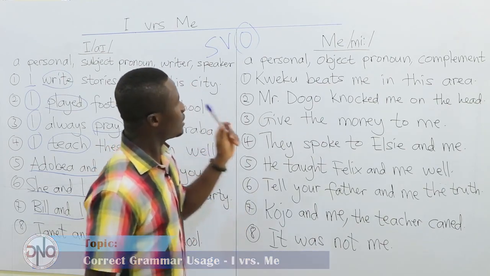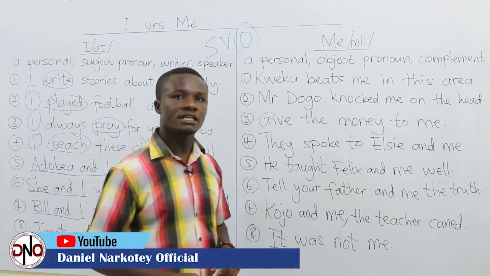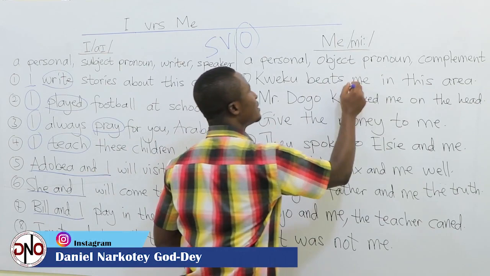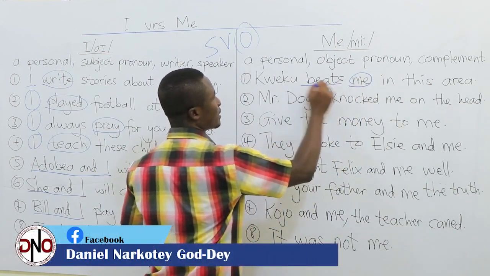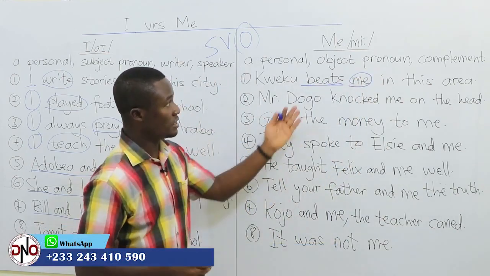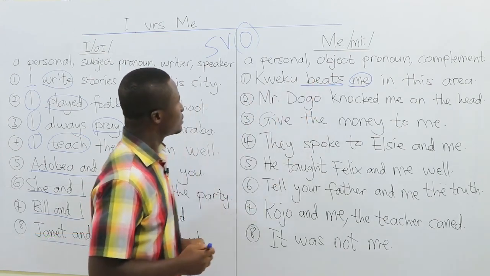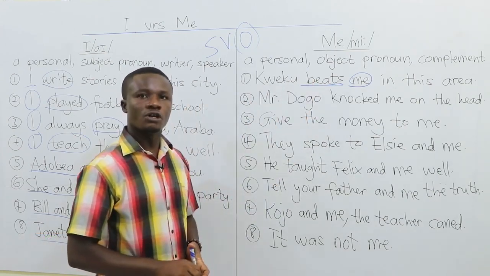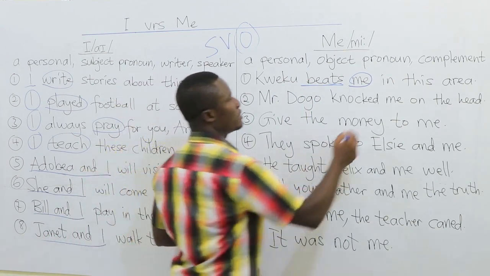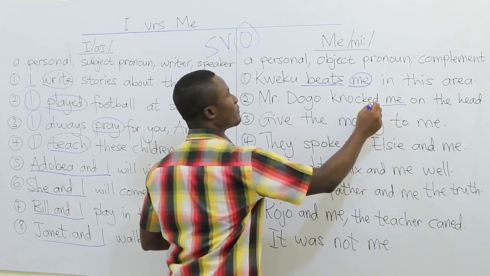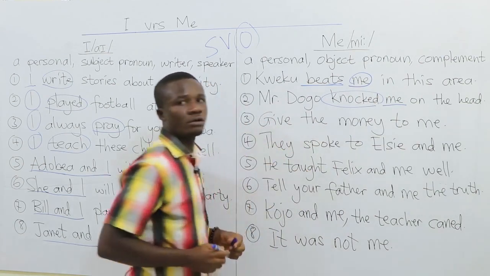Okay, so 1, Kweku beats me in this area. So we have me here suffering from the action of what? Beat. Okay, so it is the object of the verb beat. 2, Mr. Dogo knocked me on the head. Okay, so here again you have me here suffering from the action of what? Knock. Okay.